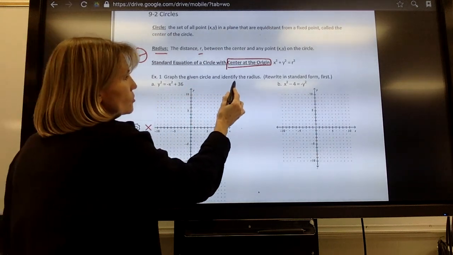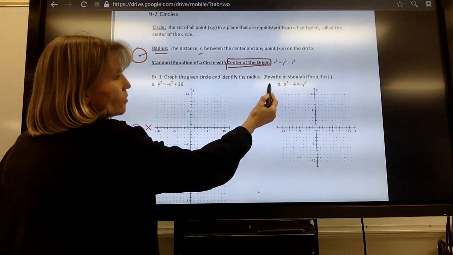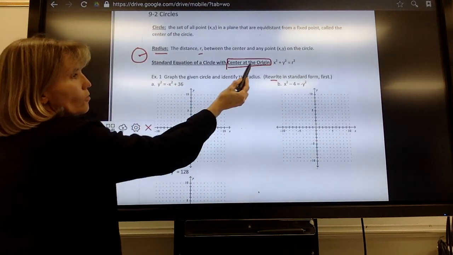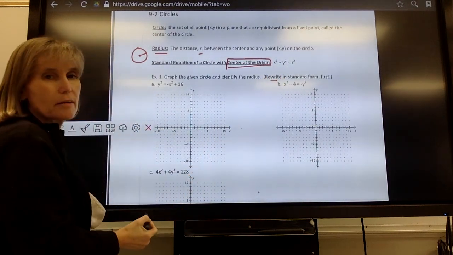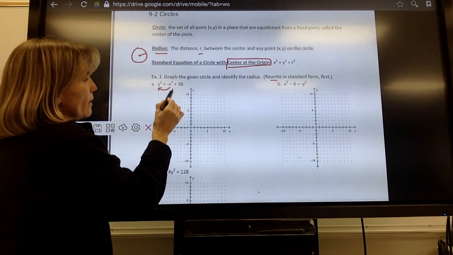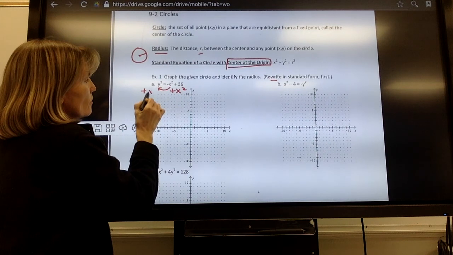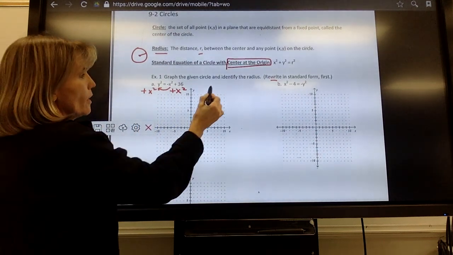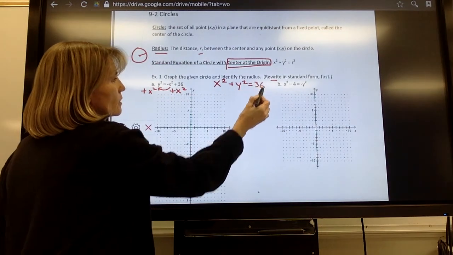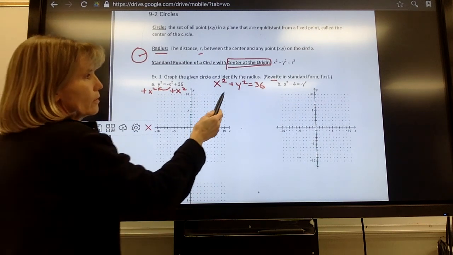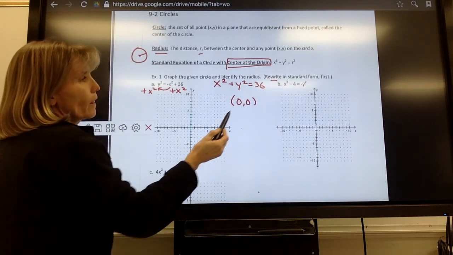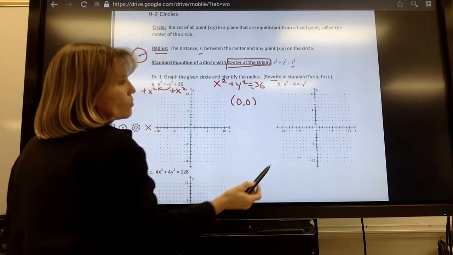Okay, so it says graph the given circle and identify the radius. And it gives a little hint here, rewrite in standard form first. So in this particular equation, notice that x squared and y squared are on the same side of the equation in the circle equation. So we're going to move this to the same side. We do that by adding x squared to both sides of the equation. And when I do that, I write the x squared first plus y squared equals 36. Okay, so the center is at the origin. So 0, 0 is the center. And this value 36 is representing the radius squared.